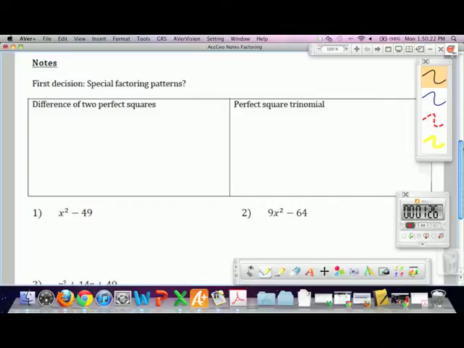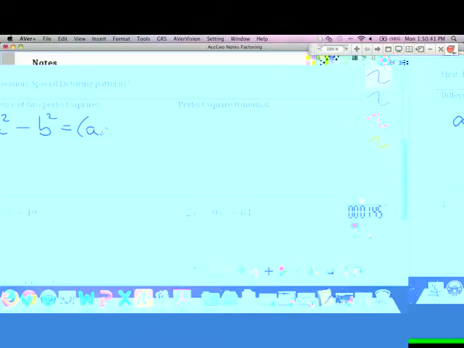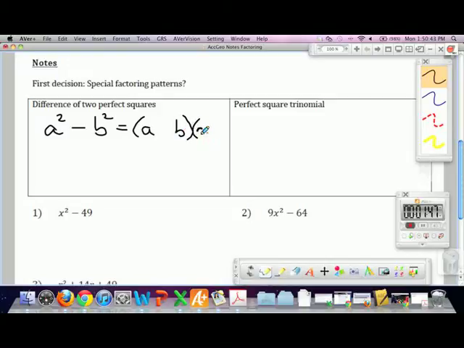If I had something squared minus something else squared, two perfect squares being subtracted, then without using a box and diamond, a pattern this factors quickly to is the square root of the first and the square root of the second, in two sets of parentheses, one addition, one subtraction. It was one factoring pattern.